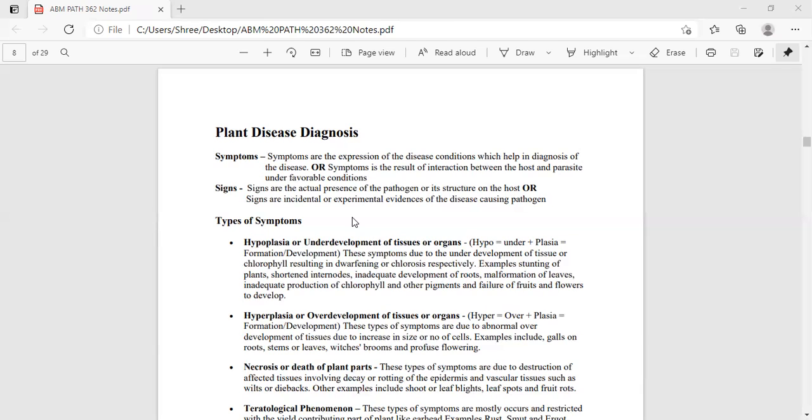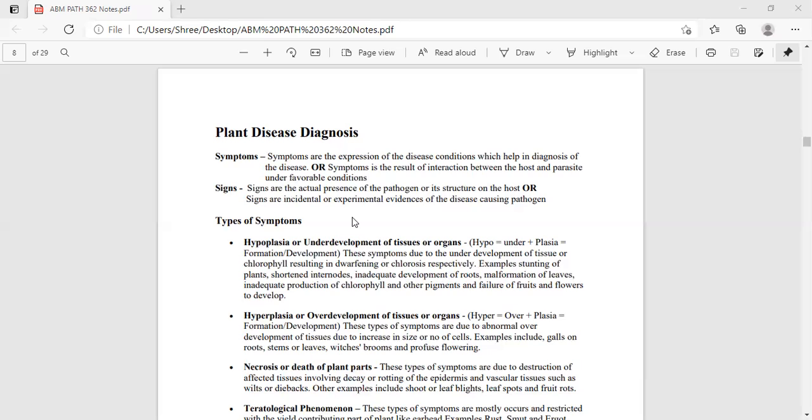And if the disease triangle arises, it shows as symptoms on that particular plant, the expression of the disease condition: any underdevelopment of the plant, any foliage changes, blindness or some kind of genetic misbehavior in the plant. These kinds of conditions are reflected in the symptoms. And now about the signs. Signs are the actual presence of the pathogen or its structure on the host, or signs are incidental or experimental evidences of the disease-causing pathogen.